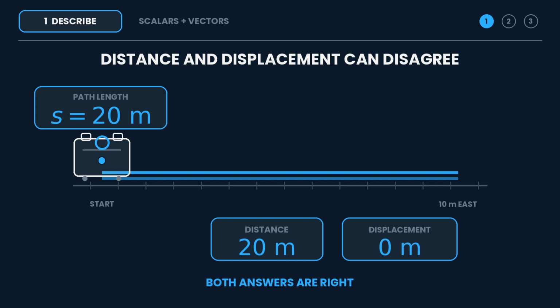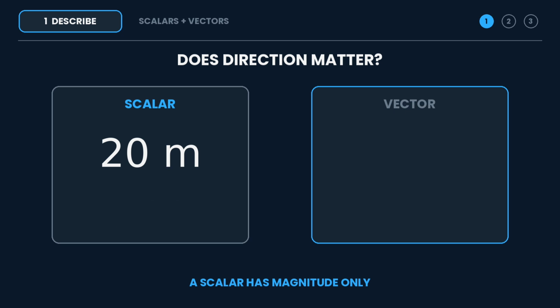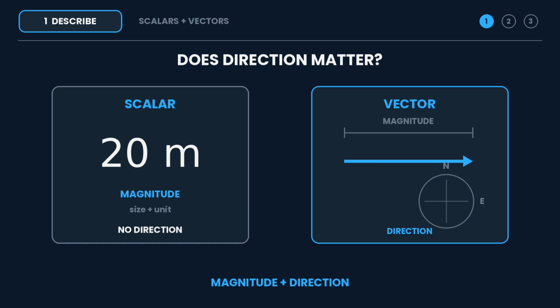They're measuring different things. Distance is a scalar. A scalar has a magnitude, a size, and a unit, but no direction. Displacement is a vector. A vector has a magnitude and a direction.